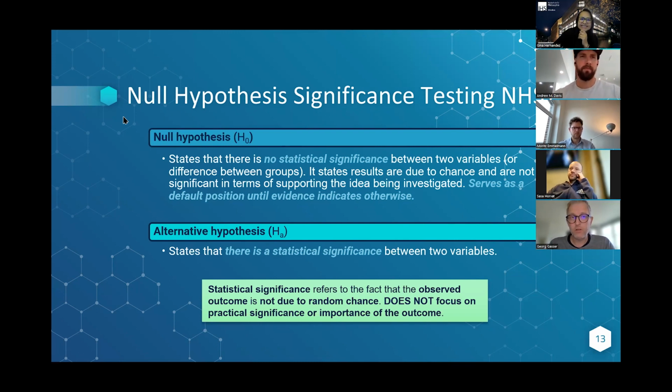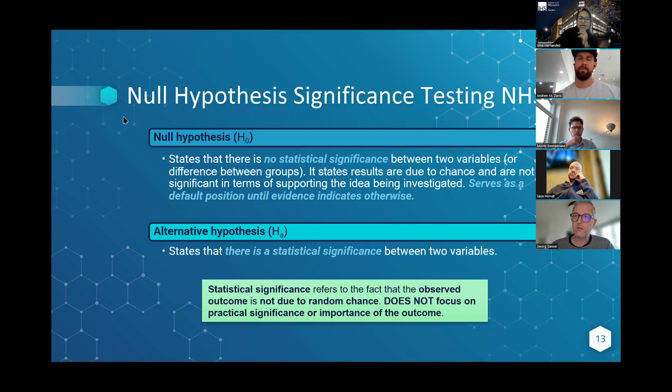And this is the way we have in psychological science to prove an effect of one variable on another variable. And for that, we always test the null hypothesis. What is the null hypothesis? Well, the null hypothesis is the one stating that no statistical significance exists between two variables or between the means of two groups.